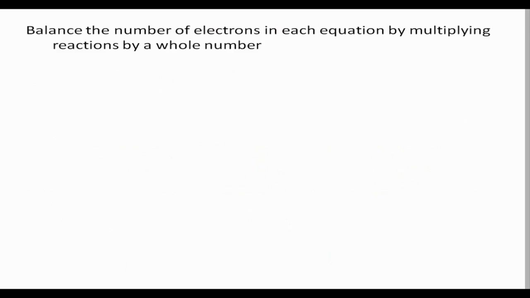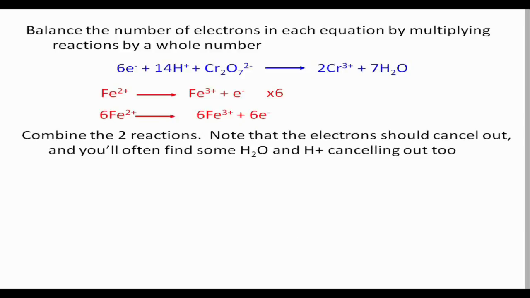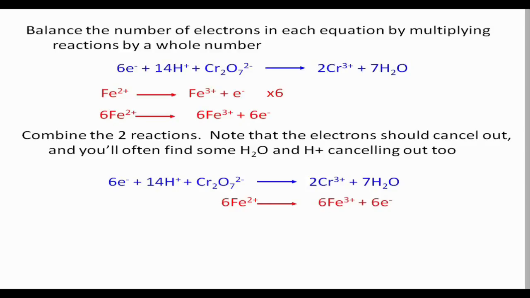In order to add these two reactions together to get an overall equation, we need to make sure that the number of electrons in each reaction balance. We can't have electrons being created or destroyed. We can do that by multiplying each half reaction by a number that will ensure that we get the same number of electrons in both reactions. In this case, the easiest way is to multiply the iron reaction by 6. Now both reactions have 6 electrons. We can now add the two reactions together. The electrons should cancel out, and you'll sometimes find water and hydrogen ions cancelling out as well. And once you combine these two and have cancelled everything out, you'll have your overall redox reaction.